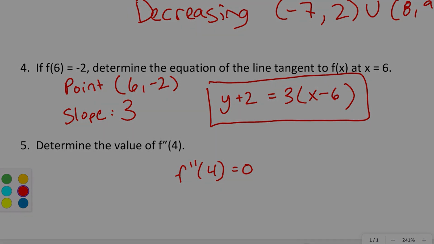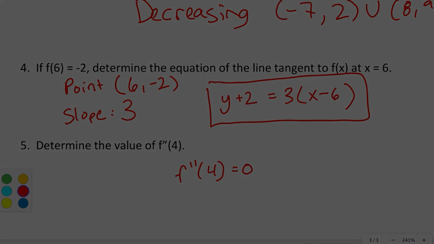Okay? Is this quiz going to be as long as the last one? It's a page.